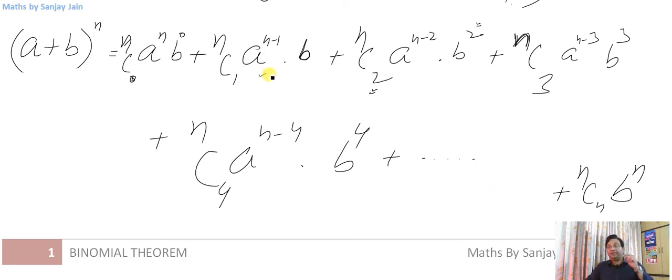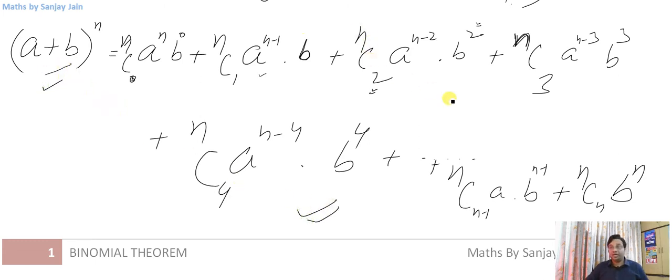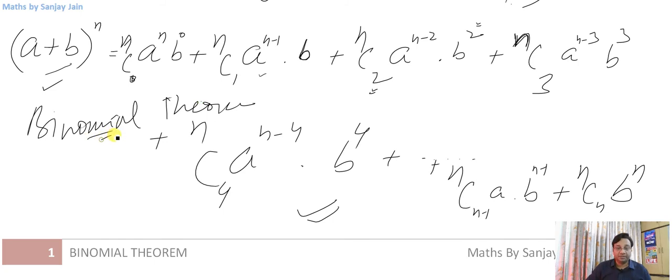When you are taking a from only 1 bracket, then you will be taking b from n minus 1. So a from only 1, the coefficient will be nC(n-1). This is the formula for (a+b) raised to power n, and this is the formula for the binomial theorem. This is the binomial theorem that we want to learn in this chapter, right?